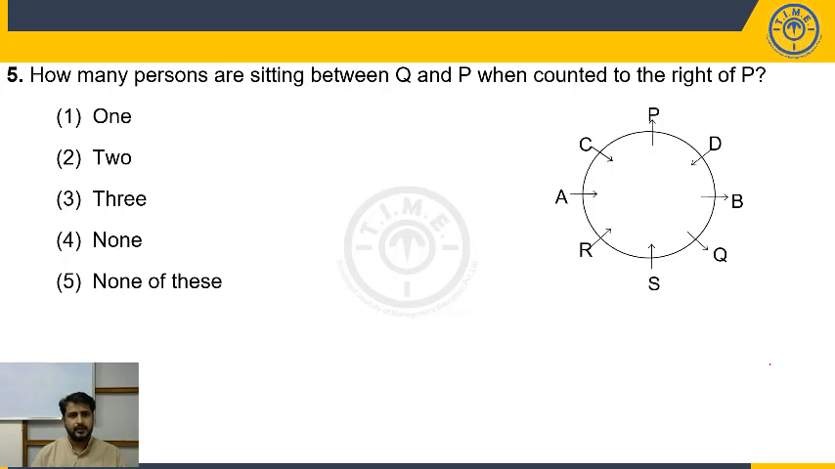Question number 5. How many persons are sitting between Q and P when counted to the right of P? P is facing away from the center, so this hand side will be the right hand side. So how many are there? 1, 2. Answer is 2. Choice is also 2.